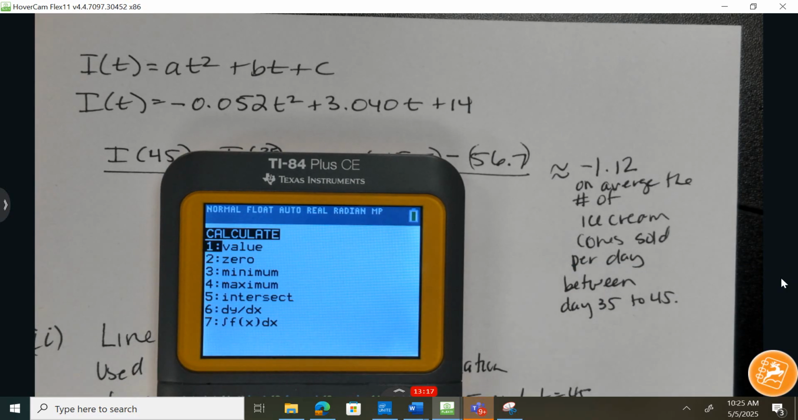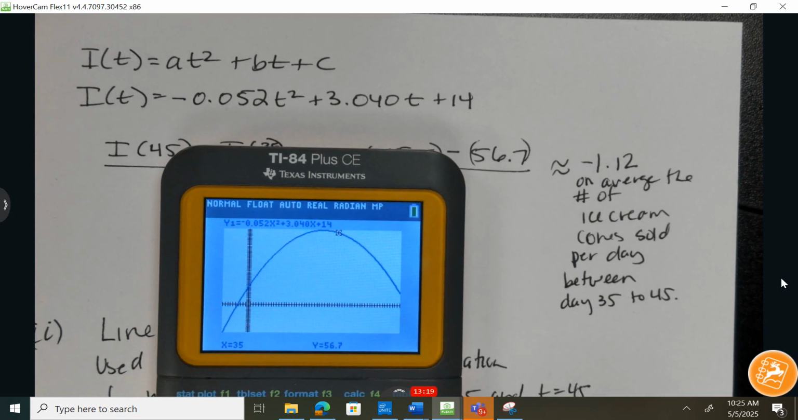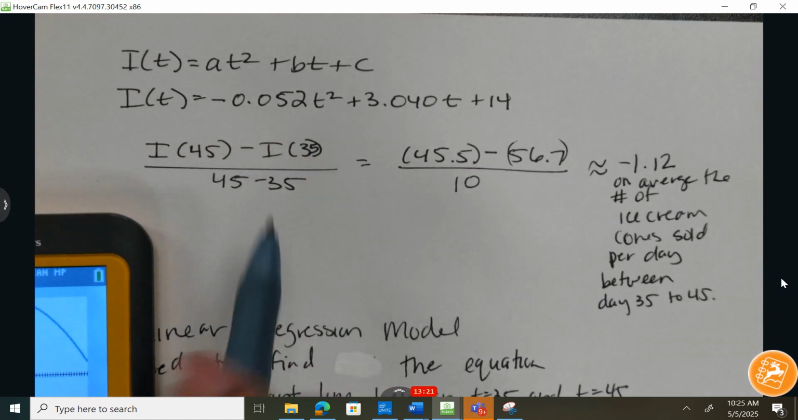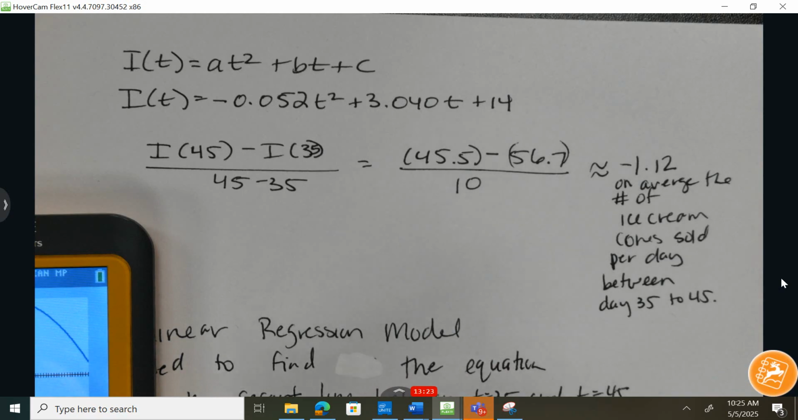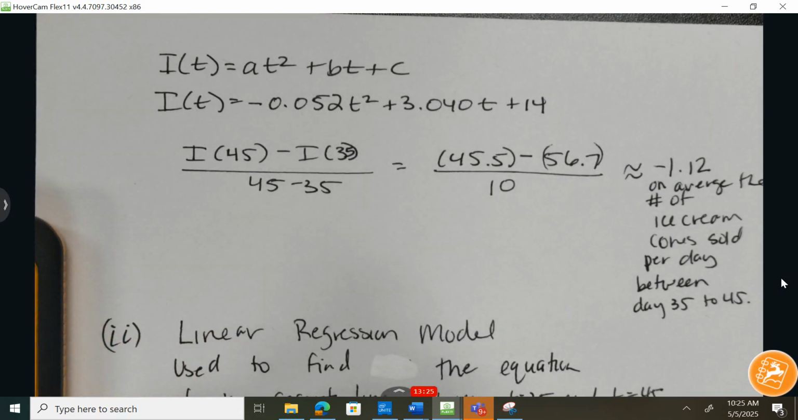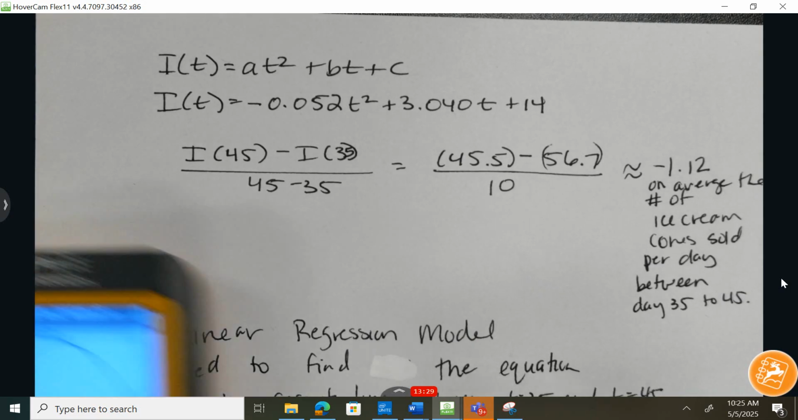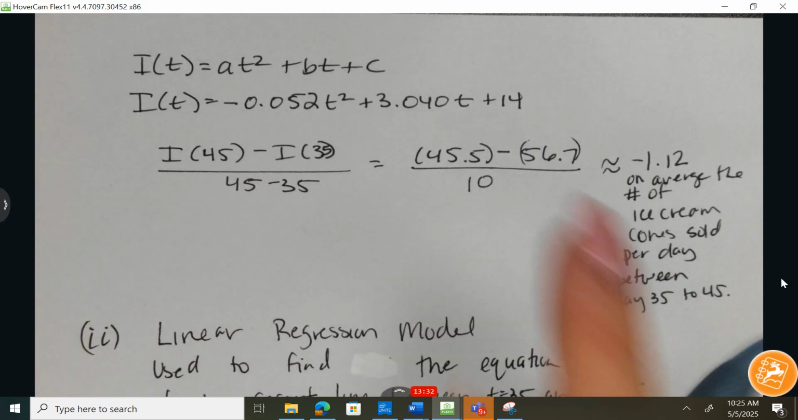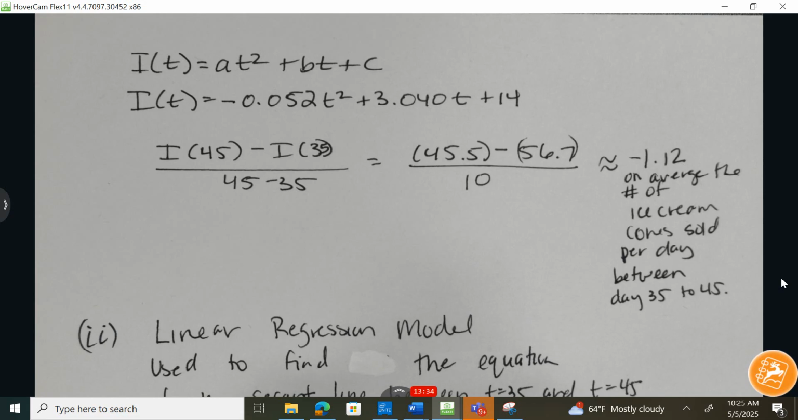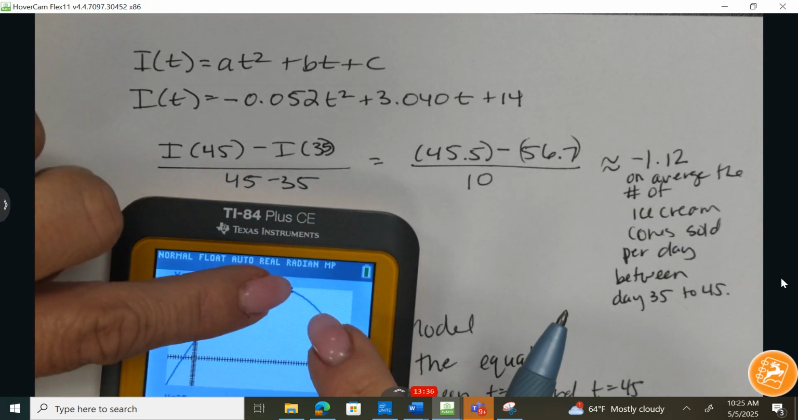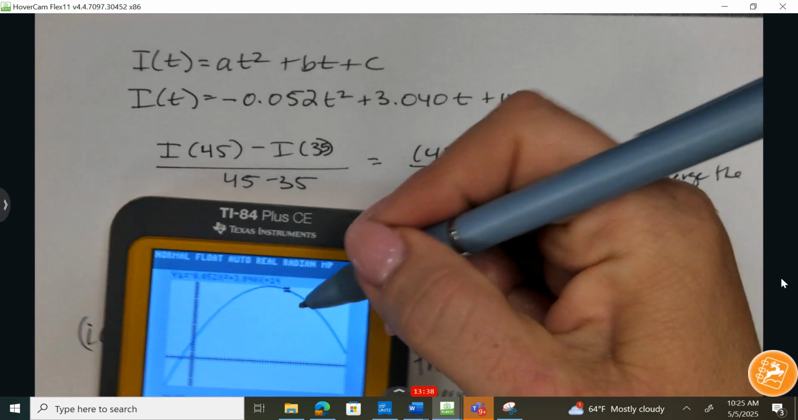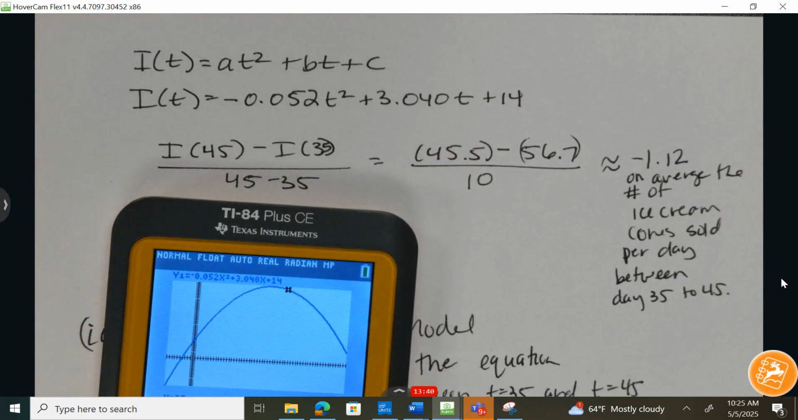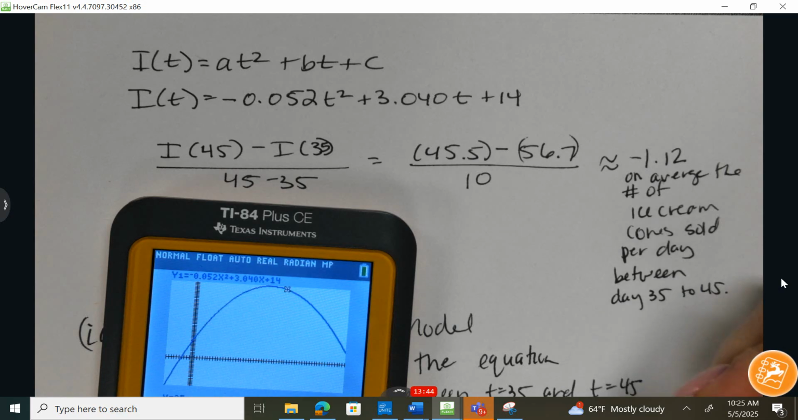Now, we want to go to 35. At 35, we have 56.7. By the way, we can see that right up here as well. So on 35, we have 56.7 using my model. And on day 45, we can see we have 45.5. And I want to know from here to here, so from 35 to 45, if I drew the straight line right here, what would be the equation of that line.